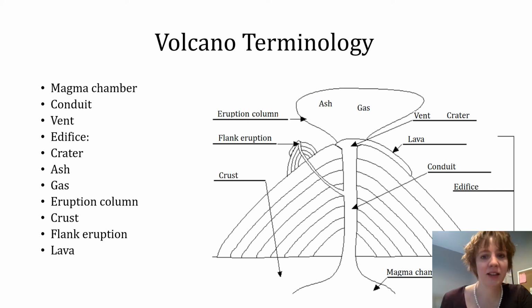This concludes the mini lecture on volcano terminology. I hope it helps.